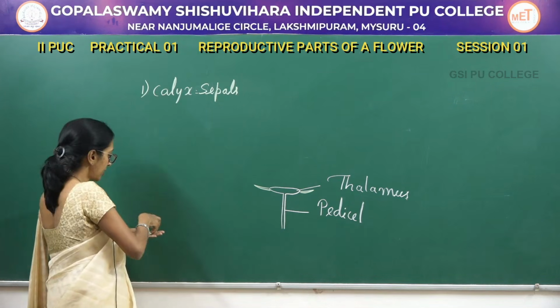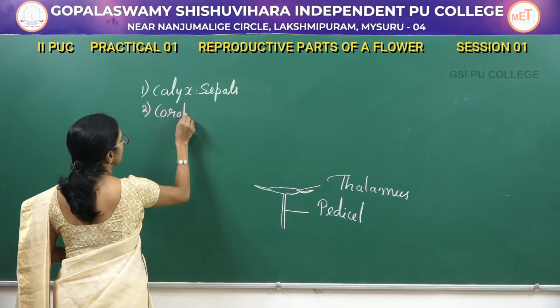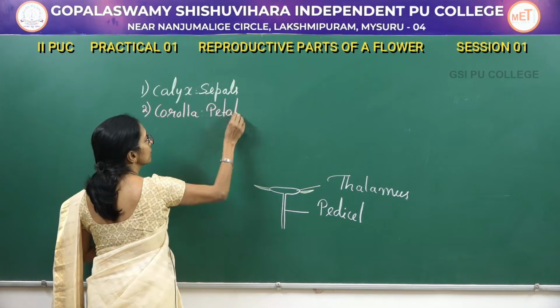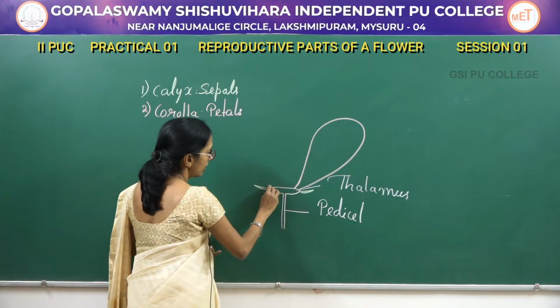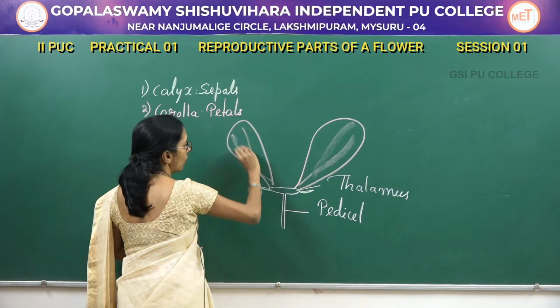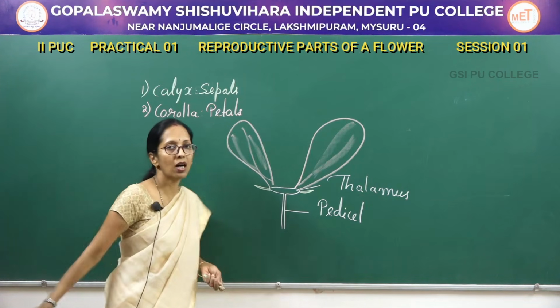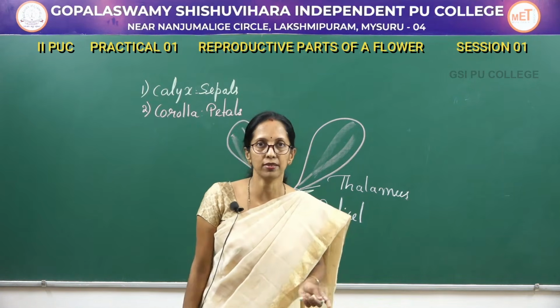And then coming to the second whorl, which is said to be corolla, consisting of petals. Petals are brightly colored structures and they attract insects for pollination. So, calyx and corolla together are said to be non-essential whorls.